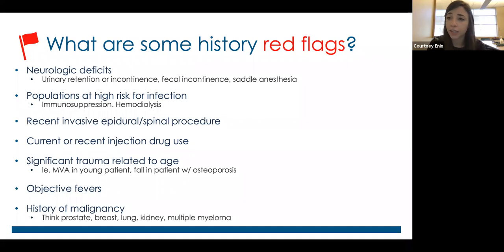Anyone who has other signs and symptoms of any sort of infection, so someone who's coming in with objective fevers. And again, I mentioned malignancy, you should be thinking about breast, prostate, lung, kidney, and multiple myeloma.